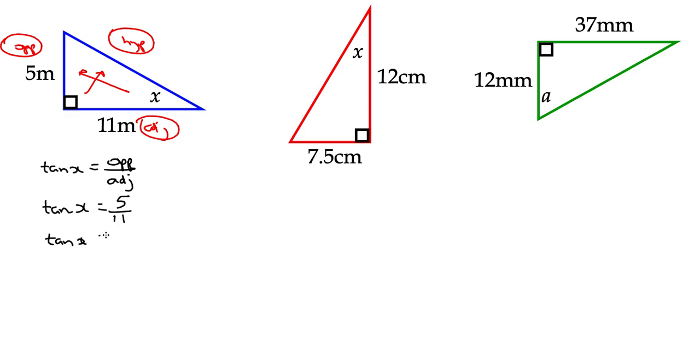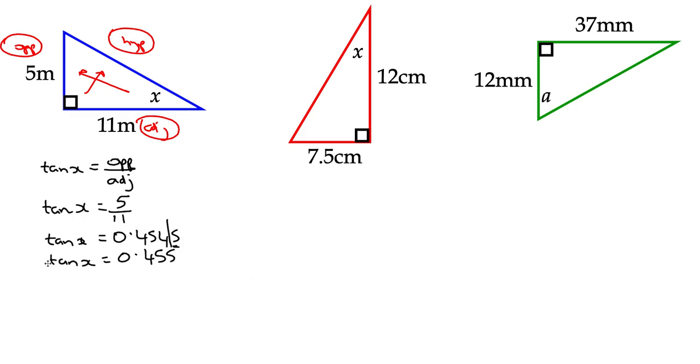Now, because I know both the numbers in the fraction, I can take my calculator. 5 divided by 11, 0.4545. If I round that, I'm going to round it to 3 decimal places, remember? So that tells me to round up. So tan x is actually 0.455. That's the number I'm going to use.